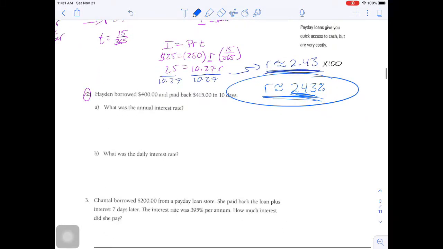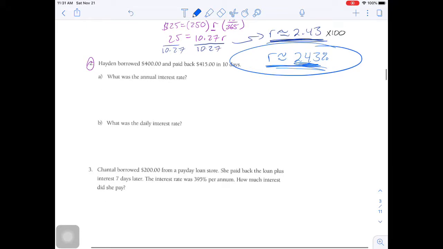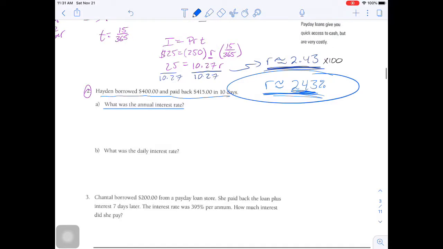Okay, so let's look at 2 here. Hadim borrowed $400 and paid back $415 in 10 days. What was the annual interest rate? Well, this is going to be the exact same idea. Remember, he borrowed $400 but paid $415. So the interest he paid on top of that is $415 minus $400. So he paid an additional $15 compared to what he borrowed.